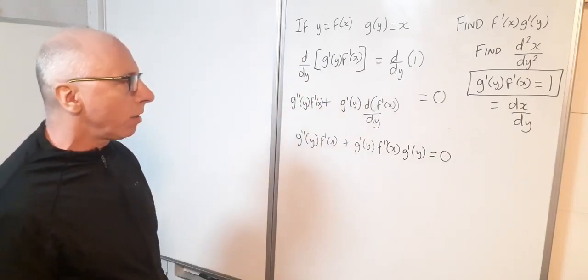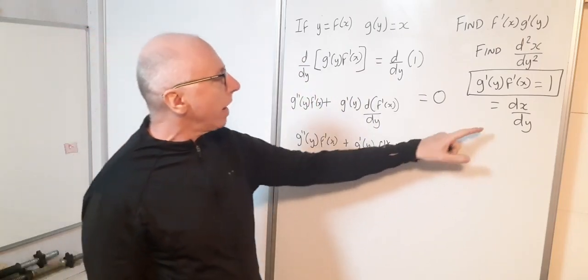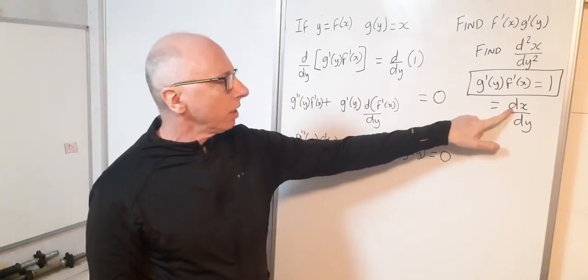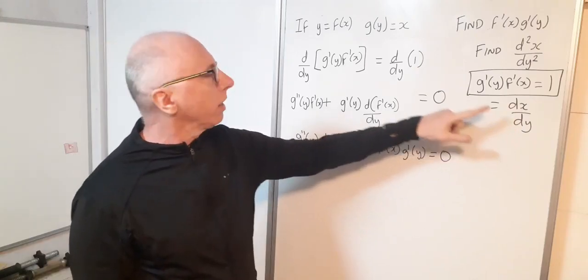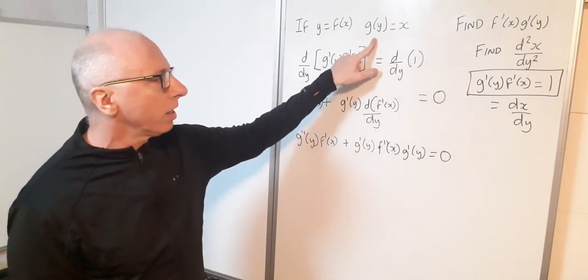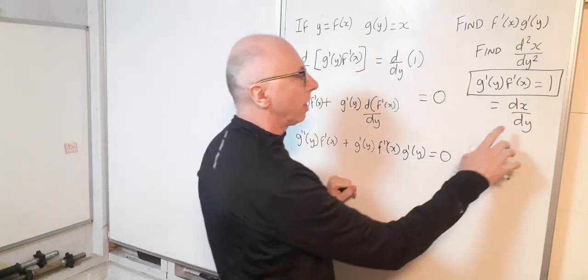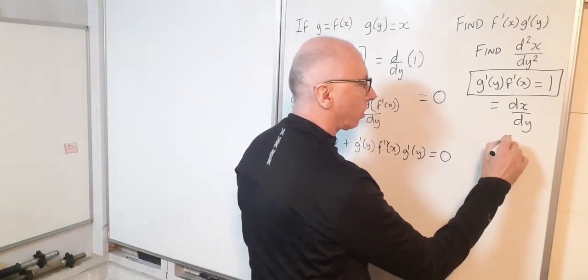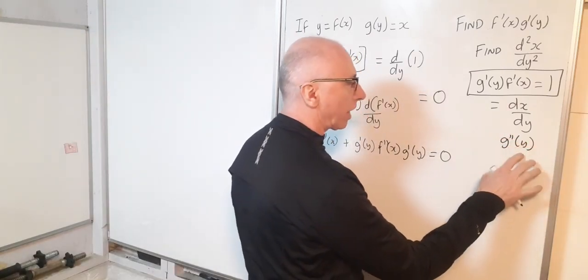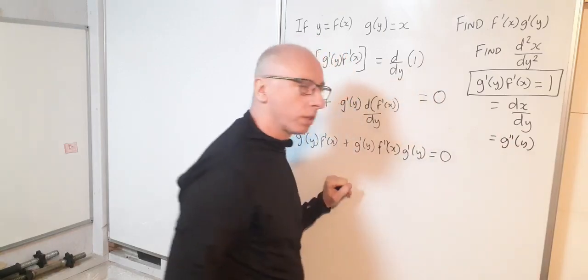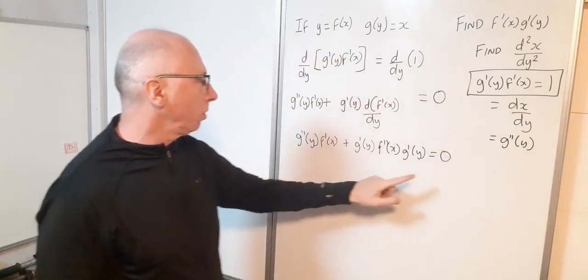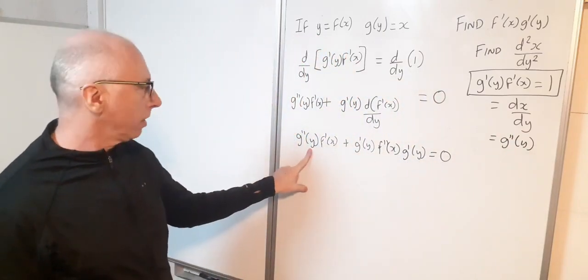Okay, now what have we got here? We've got x, which is dx/dy, and x is g of y. So what I'm looking for here will be g double prime of y. That's what that is equivalent to. So that's going to be my end goal, to get that out of this.